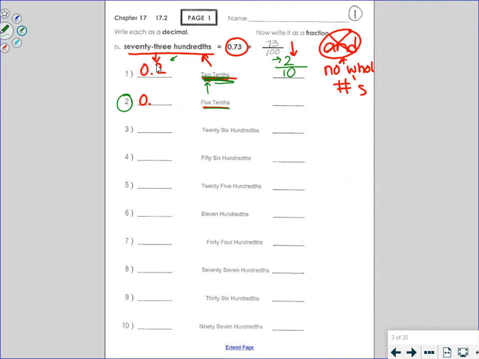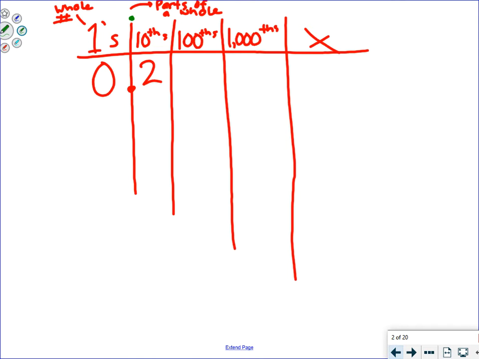5/10. Once again, we do not see an "and" because that means there are no whole numbers. No whole numbers, okay? So 5/10, so 0 and 5/10. So I'm going to go back. I'm going to erase this one. A little bit smaller.